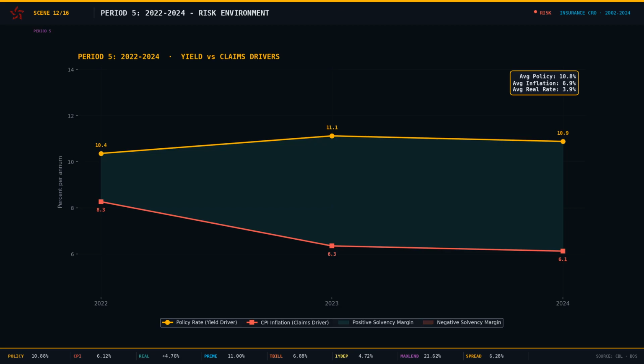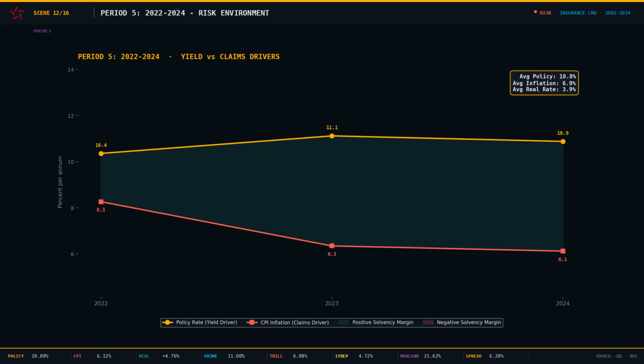Period 5. 2022 to 2024. Inflation peaked at 8.3%, then fell to 6%. The policy rate rose from 10 to 11. The real rate recovered to 4.8%. For an insurer, the window normalized.